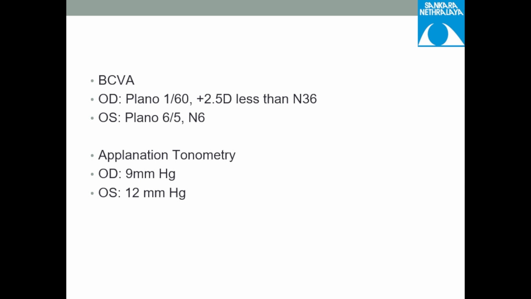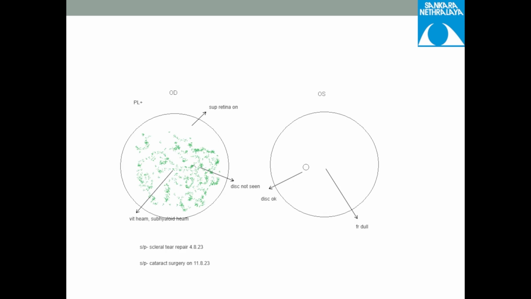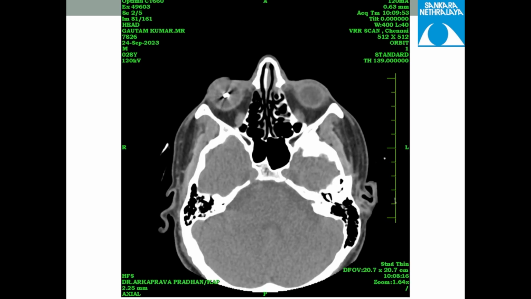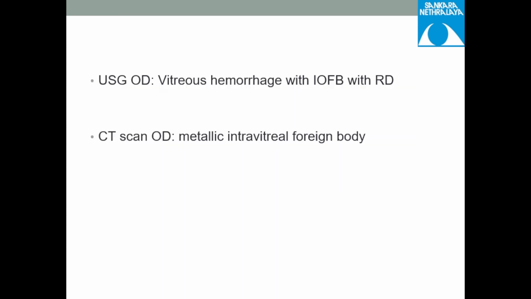IOP was 9 and 12 in each eye respectively. On examination, the superior retina was on, and the rest of the fundus could not be examined because of the vitreous and subhyaloid hemorrhage. This is the axial CT scan image confirming the presence of an intraocular foreign body in the right eye. So, the right eye was diagnosed as vitreous hemorrhage with intraocular foreign body.